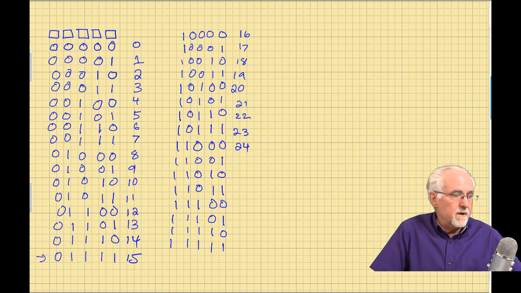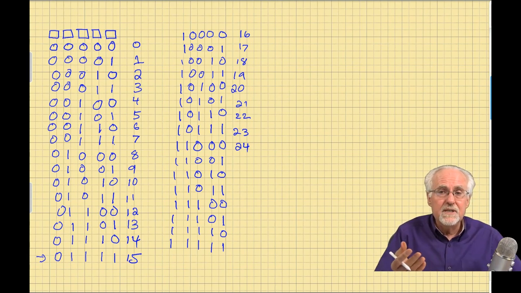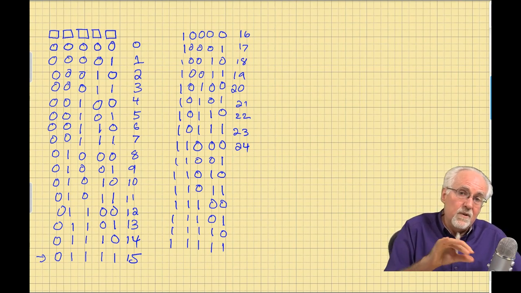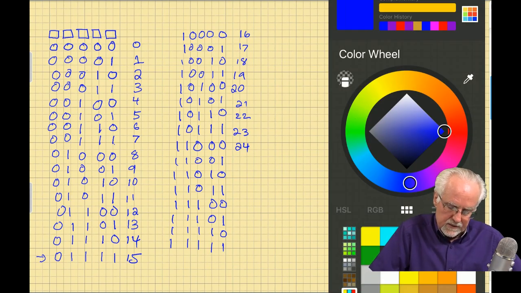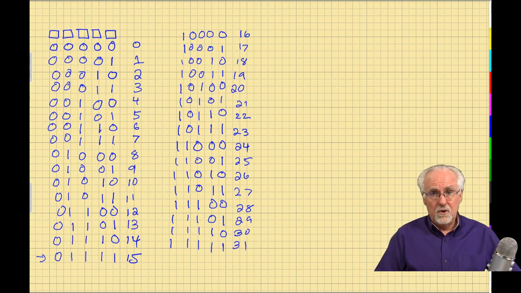Now, what if I wanted to go further than that? I would have to have another switch, because this is going to be 0, carry the 1, 0, carry the 1, 0, carry the 1, 0, carry the 1, and then I don't have a switch there. So this would be the largest number that I could do with 5 switches. This is 25, 26, 27, 28, 29, 30, and 31. So I can count to 31.